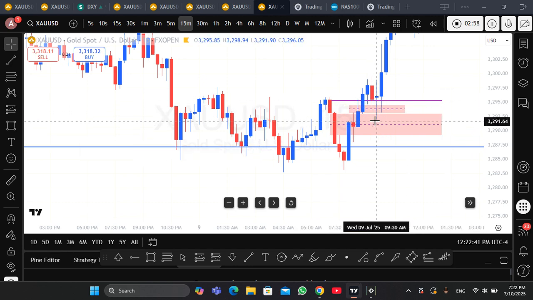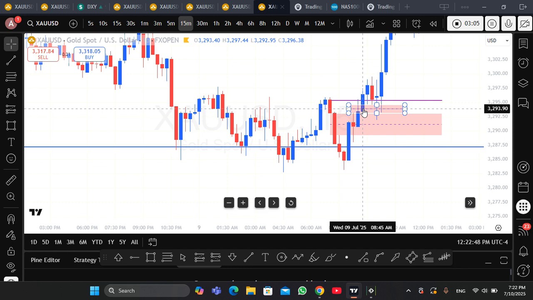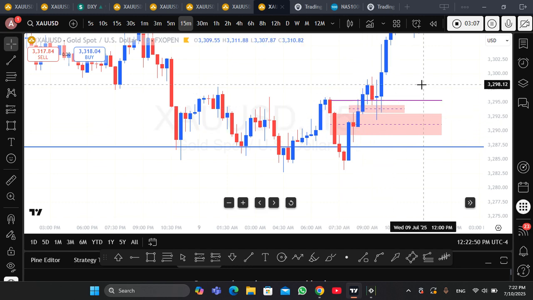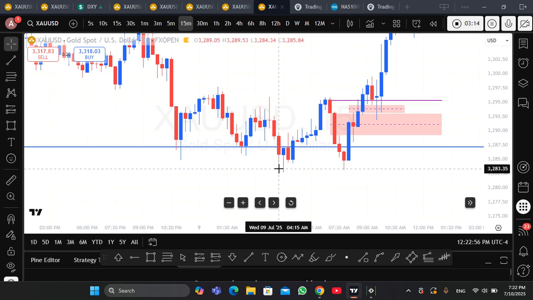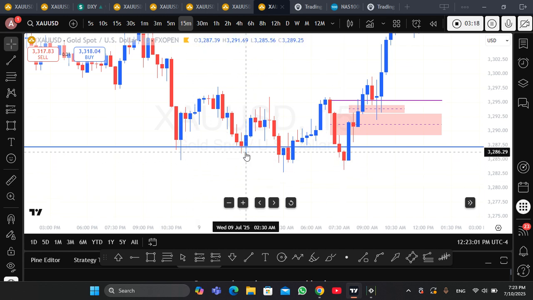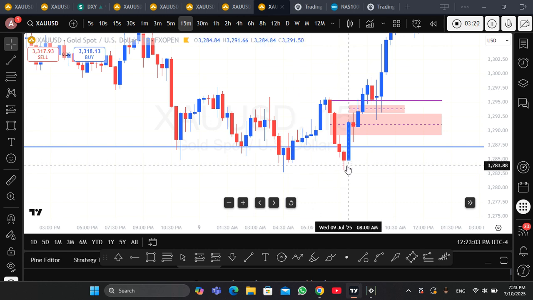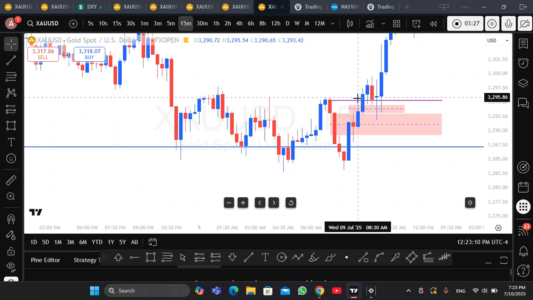You see how the rejection happened. This is the inverted fair value gap, this is the order block, and this is the fair value gap. Three very important things, in addition to the change in the state of delivery, and the rejection that happened here. This is the first, the second, the third, and the fourth. All these are rejections, and the market is moving upward.